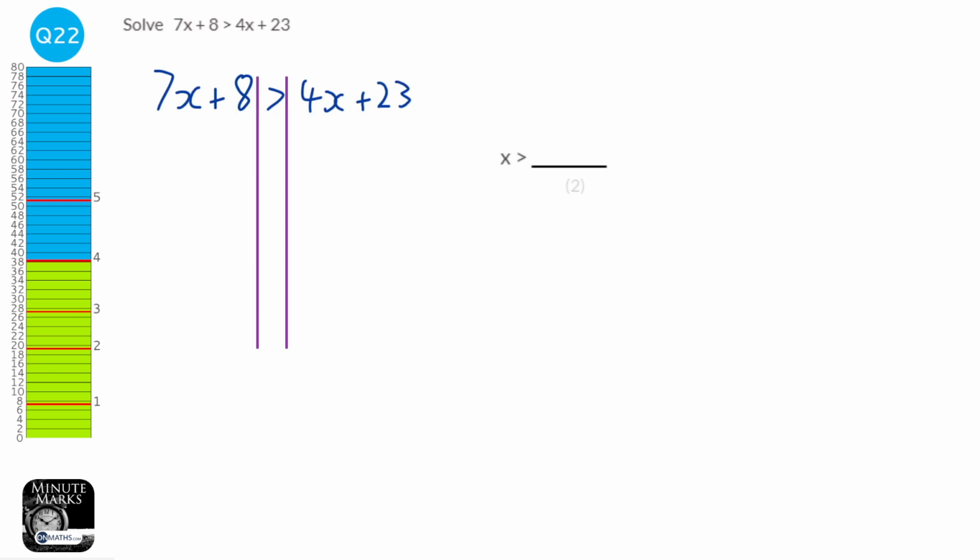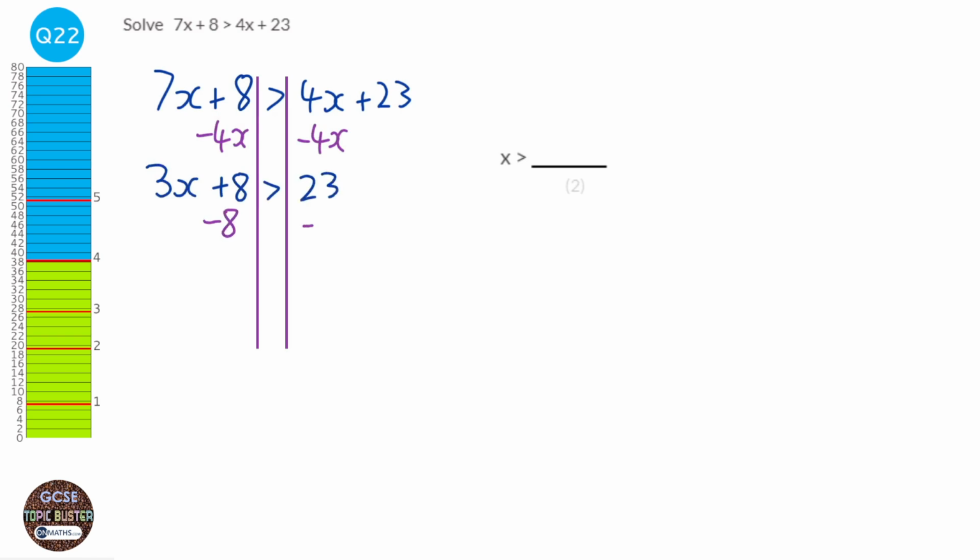Now the rule when you've got x's on both sides is you get rid of the smaller amount. So we're going to get rid of that 4x from both sides. We're going to take away 4x both sides. And so we're going to have 3x plus 8 is greater than 23. And then we're just going to solve this normally.